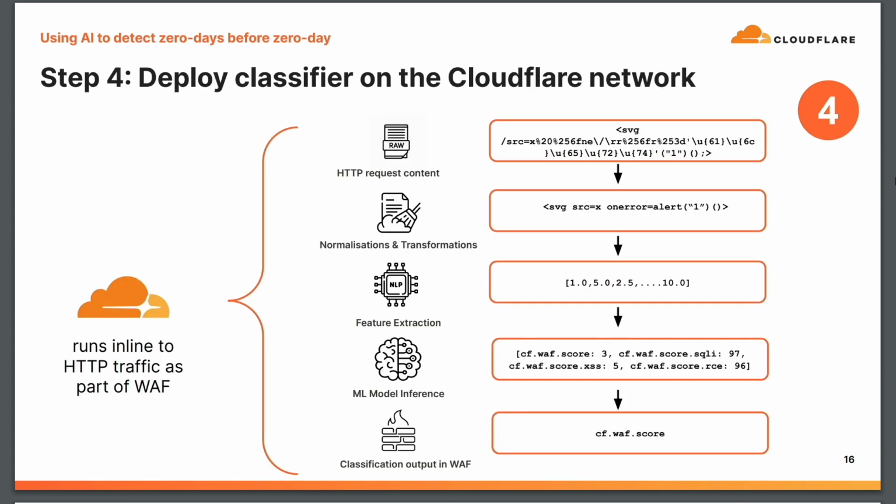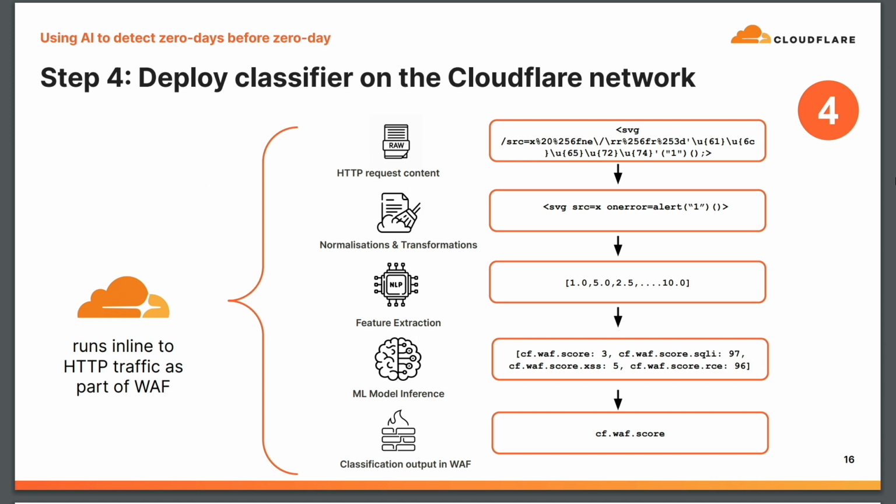Step number 4 is deploying this model at scale and making it run on the internet. As I said, we are a big company. We have like 300 data centers spread around the world, and we had to create a pipeline to push this model to what we call the edge, so these data centers.